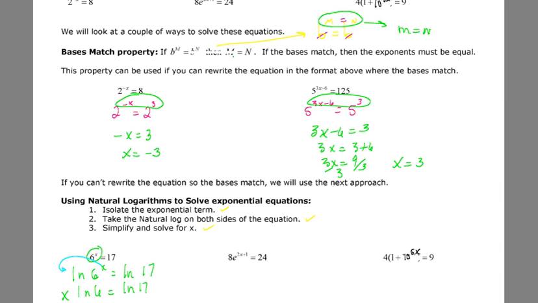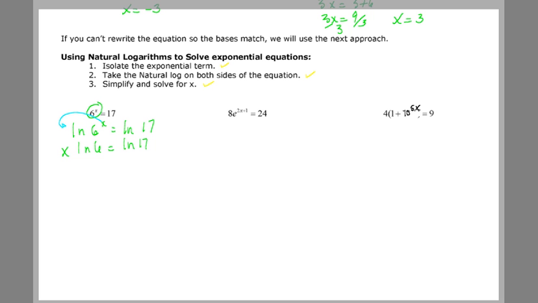So by taking the log of the exponential, we see we can use that property that the exponent can drop in front of the log, and since the exponent was my variable, I can now solve for it. It's no longer in the exponent position, it comes down in front. So to solve this for x, I just have to divide both sides by ln 6.